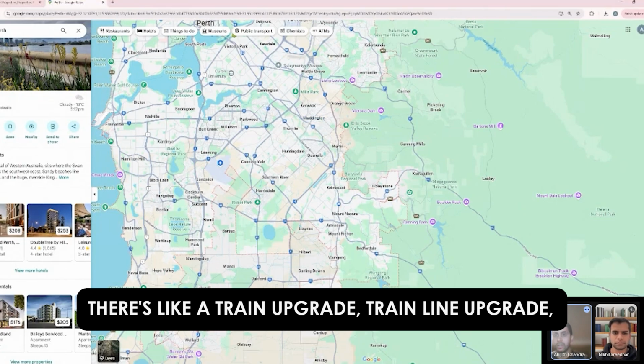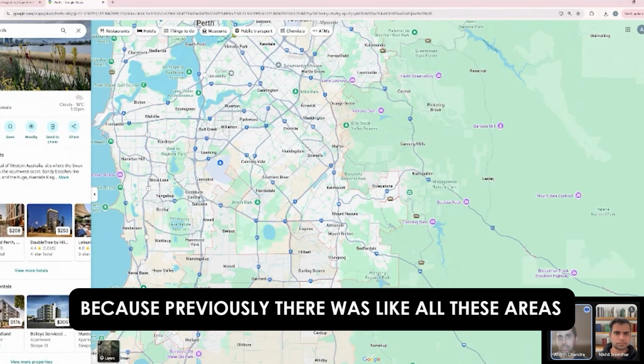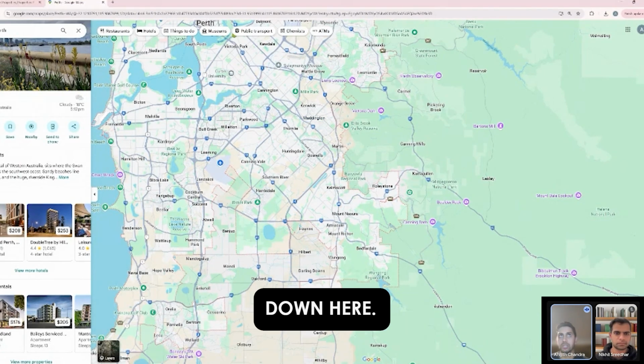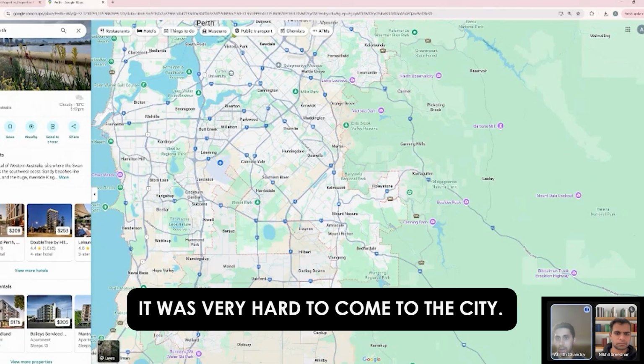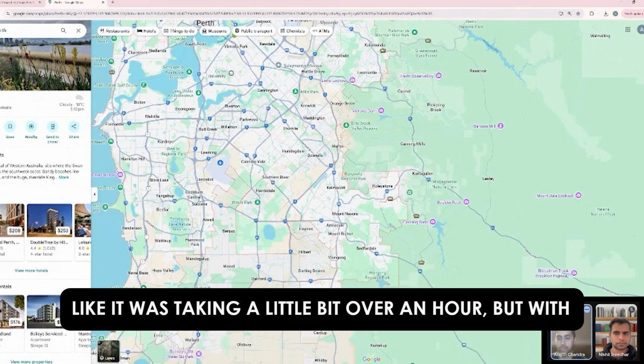There's a train line upgrade, because previously for all these areas down here, it was very hard to come to the city. It was taking a little bit over an hour with the train.